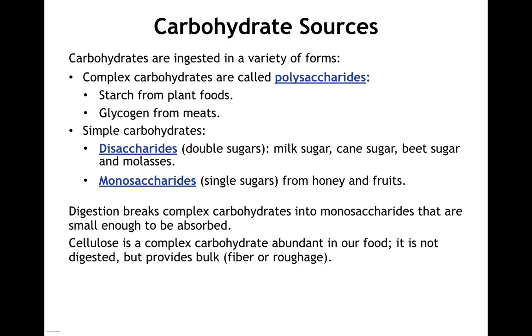Digestion breaks the complex carbohydrates into monosaccharides that are small enough to be absorbed through the digestive system. Cellulose is a very complex carbohydrate, one of the polysaccharides, but we don't have the enzymes to break down cellulose, so it's not digestion, but it is important for the health of our digestive system. Cellulose would be found in leaf matter, stems, tree bark, trees themselves.